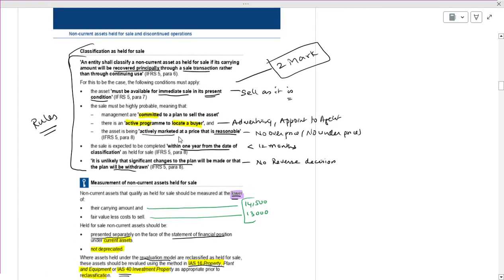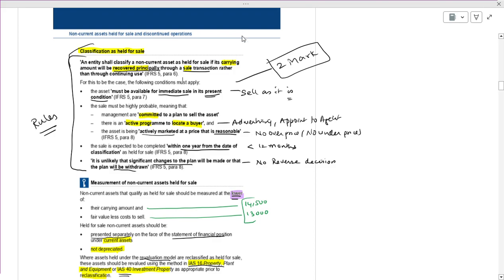These rules are very important when we are going to classify something as held for sale. What are the conditions? An entity should classify a non-current asset as held for sale if the carrying amount is going to be recovered principally by sale. Recovered means we are going to recover it by selling the asset. This is the first rule. An entity shall classify. We are not going to memorize this, but you should understand this.